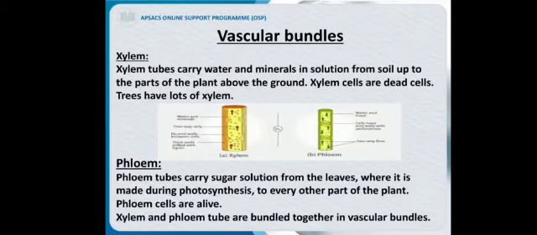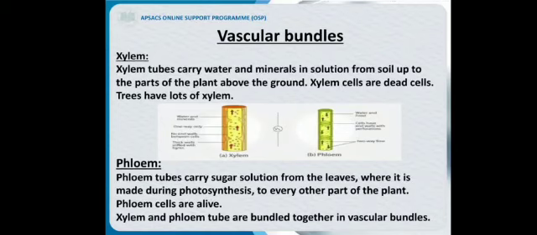Xylem tubes carry water and minerals in solution from the soil up to the part of the plant above the ground. Xylem cells are dead cells. Trees have a lot of xylem. Xylem is part of the plant tissues and it helps in transportation. But it transports only water and minerals and only in one direction, from downward to upward. It is not multi-directional, it is only unidirectional. It transports things from downward towards upward, from root towards leaf. And xylem is made of dead cells.